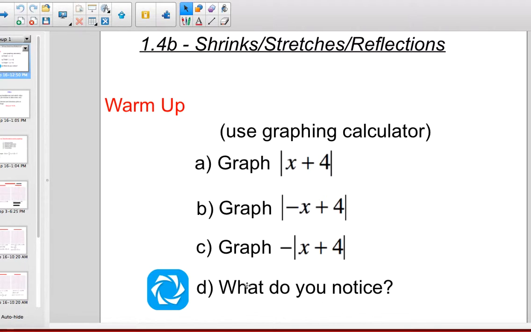And what you should have found was they're obviously all V-shapes. They're all absolute value graphs. This one's shifted to the left 4, which is what we did last class. This one has a reflection over the y-axis, but first it's shifted to the left 4. And this one just reflects graph A over the x-axis. So all the y values change.